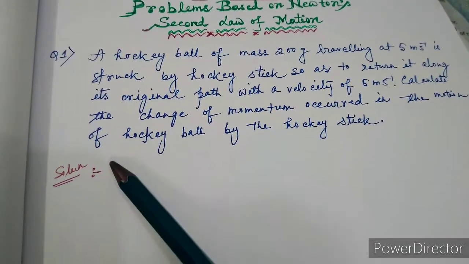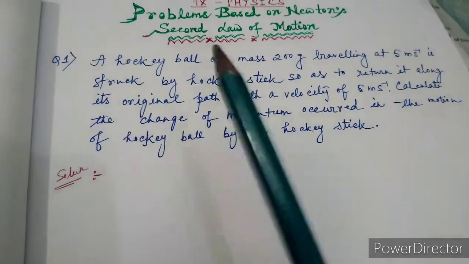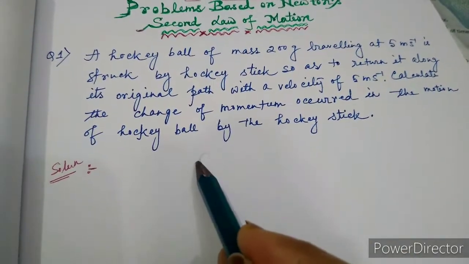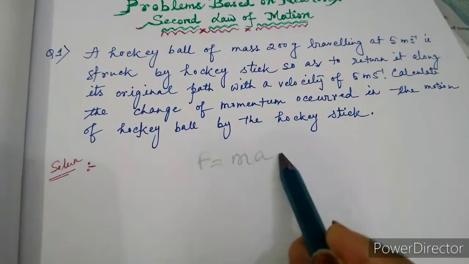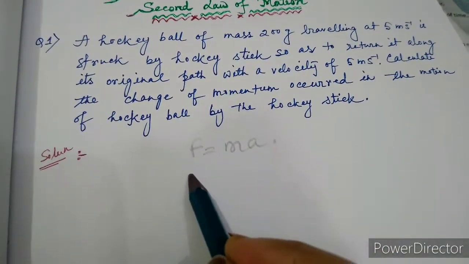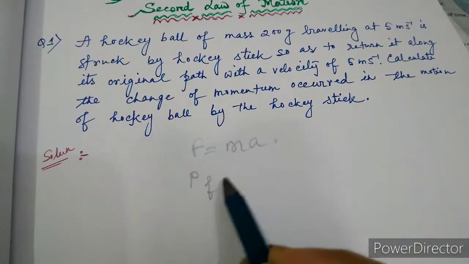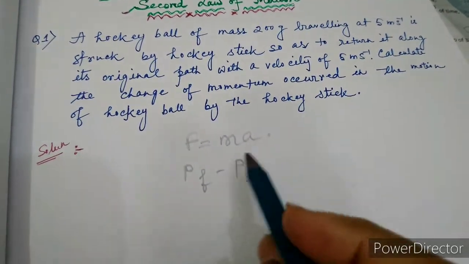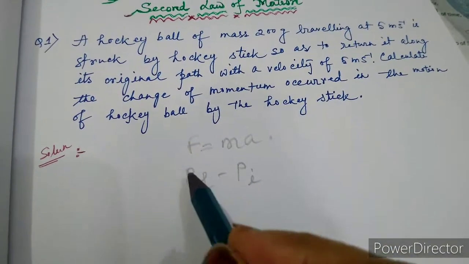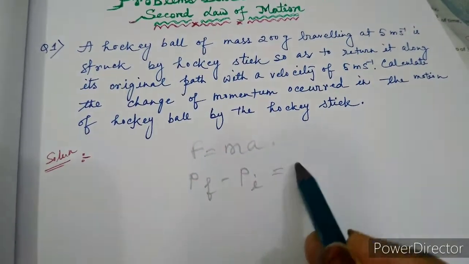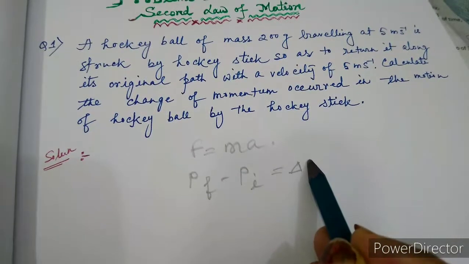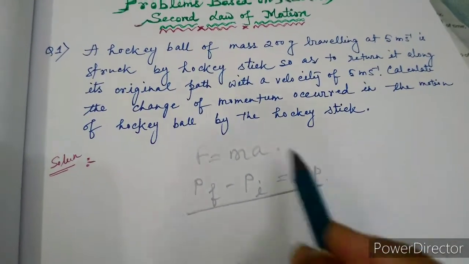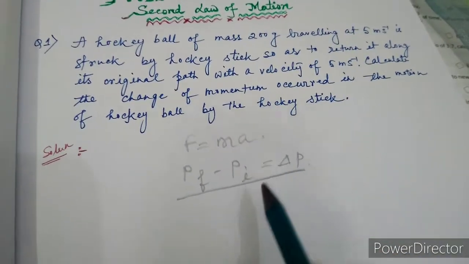Okay. So you know what the second law of motion is, what is the formula of the second law of motion? That is F = ma, as well as pf minus pi is equal to delta p, where p is the momentum. These two are the formulas from that chapter.